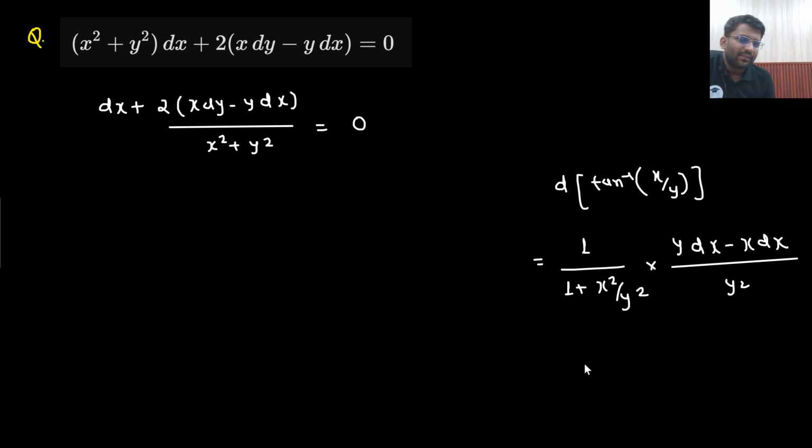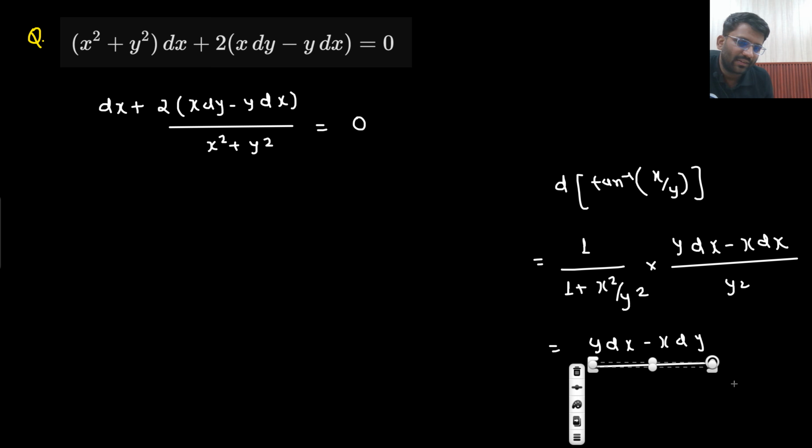So what you are getting is y dx minus x dy divided by x square plus y square. But sir, here there is a negative sign, no? It is x dy minus y dx. That means you need to multiply with another negative sign, to get x dy minus y dx.